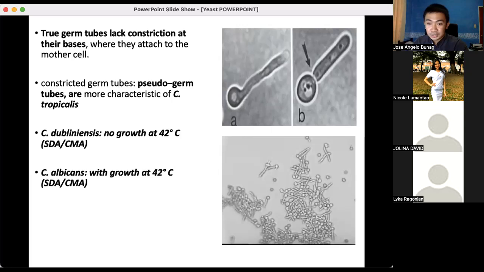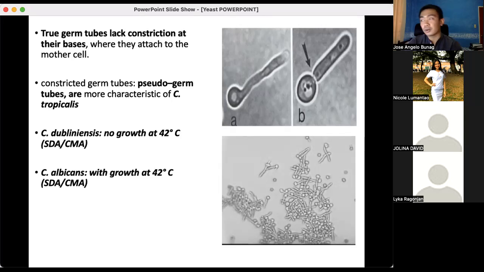So for germ tube, again, for the positive result, we have a short hyphal extension arising laterally from a yeast with no constriction, wala pong constriction at the point of origin. There must be the lack of constriction to assure that this is a true positive. Example natin ng mga positive, your Candida albicans and also your Candida dubliniensis.